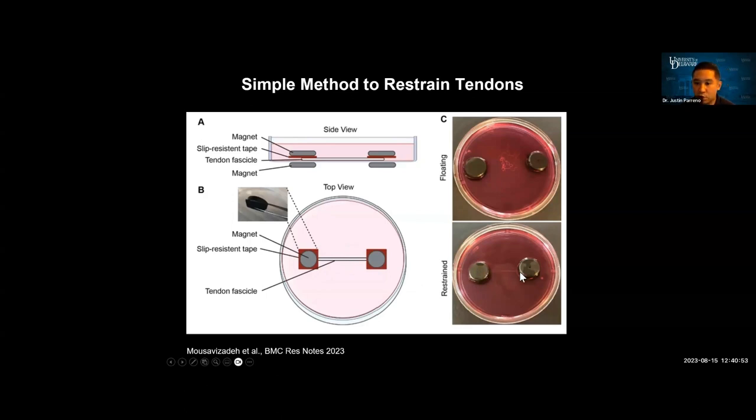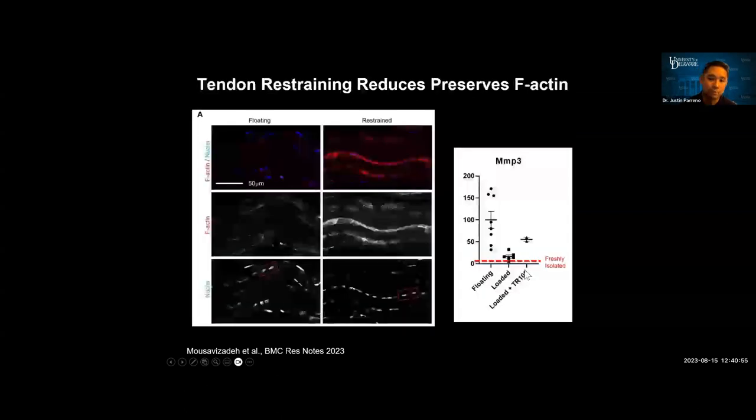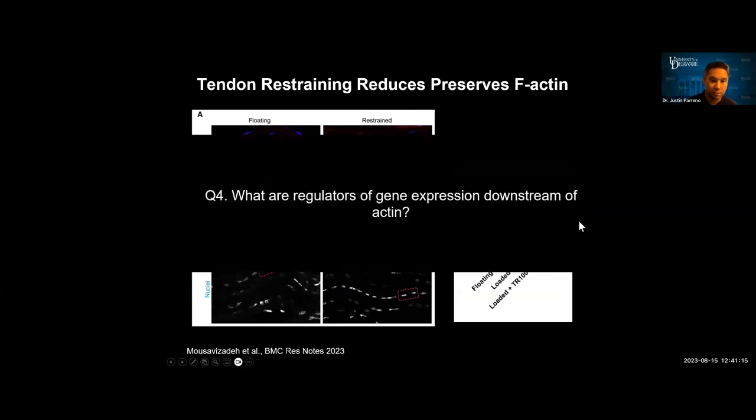By applying restraining stretch on the tendons, we found that F-actin was preserved and there was a decrease in the production of matrix metalloproteinase 3. Under the stretch condition, if you treat with TR100, there's an increase in matrix metalloproteinase 3, leading to the suggestion that actin destabilization results in the regulation of genes.